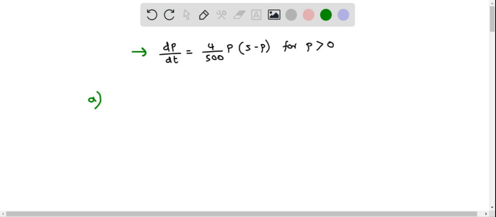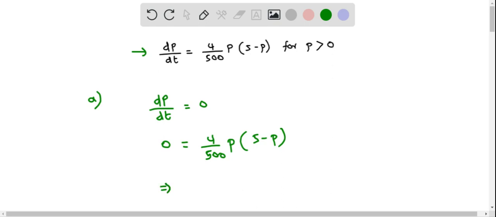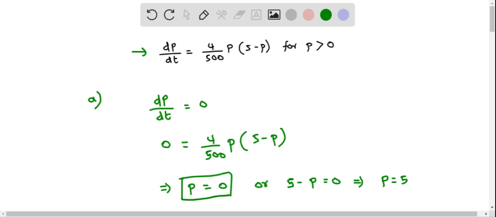So let's find the critical points of this population function. For this, we have to set the first derivative equal to 0 and solve for P. So I'm going to set dP/dt equals 0 and solve for P. Therefore we have 0 equals 4/500 times P times (5 minus P). Solving for P, we get either P equals 0 or 5 minus P equals 0. And so this gives P equal to 5, and here we get P equal to 0. These are the two critical points of the population function.